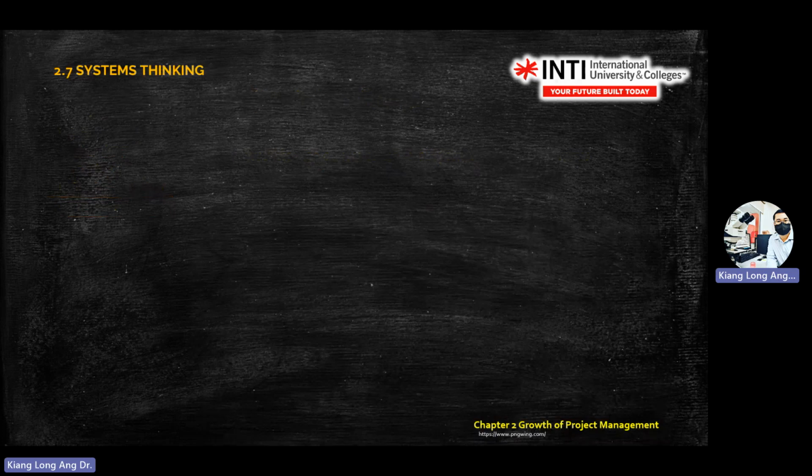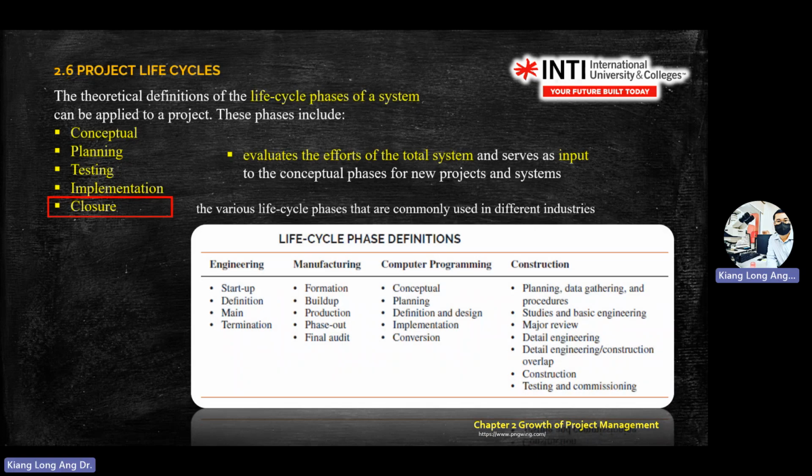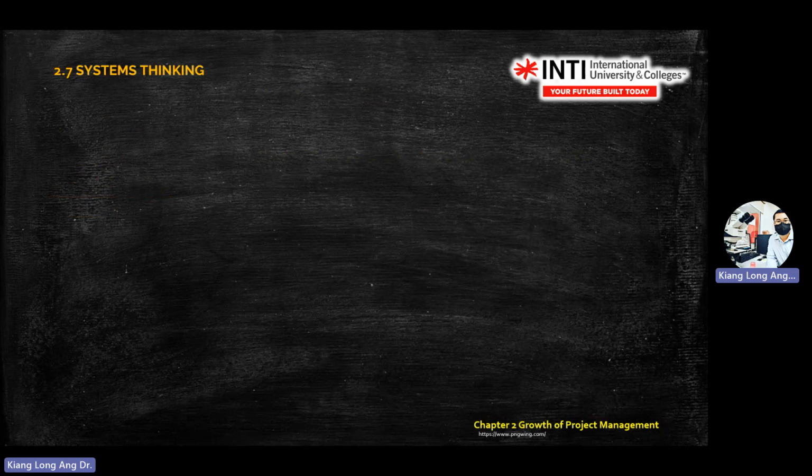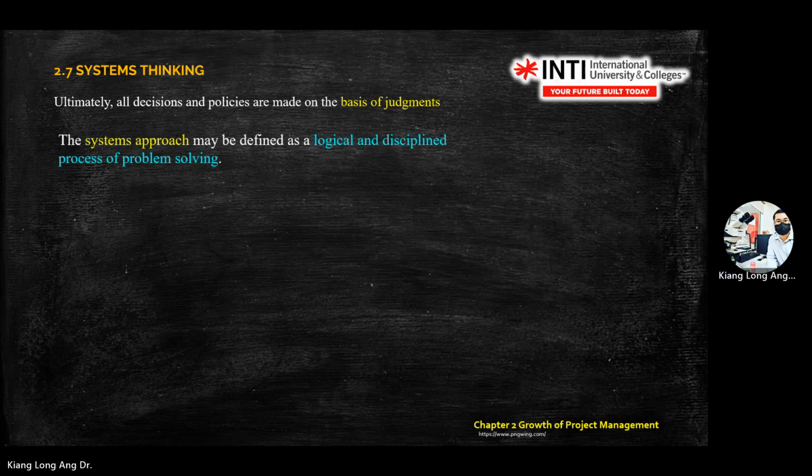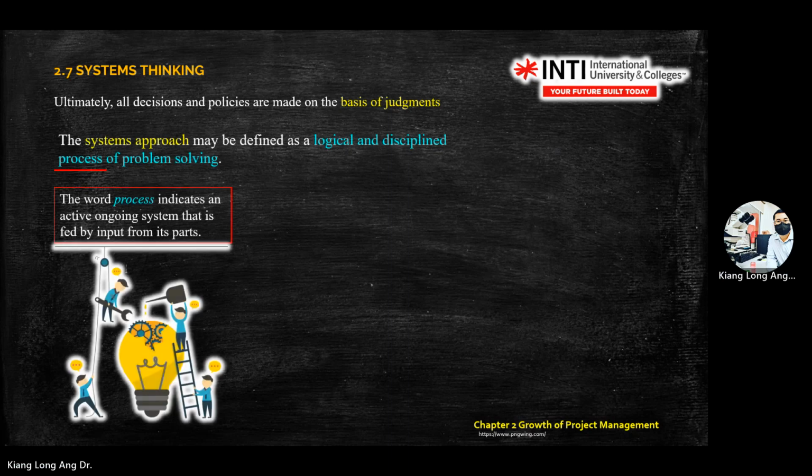Okay, so we are done with the project life cycle. Another one, we go to system thinking. What do I mean by system thinking? System thinking is a judgment in summary, how you make judgments, how you make decisions. It is the definition of a process of problem solving. The process indicates an ongoing system that needs input from the bodies or from the parts.